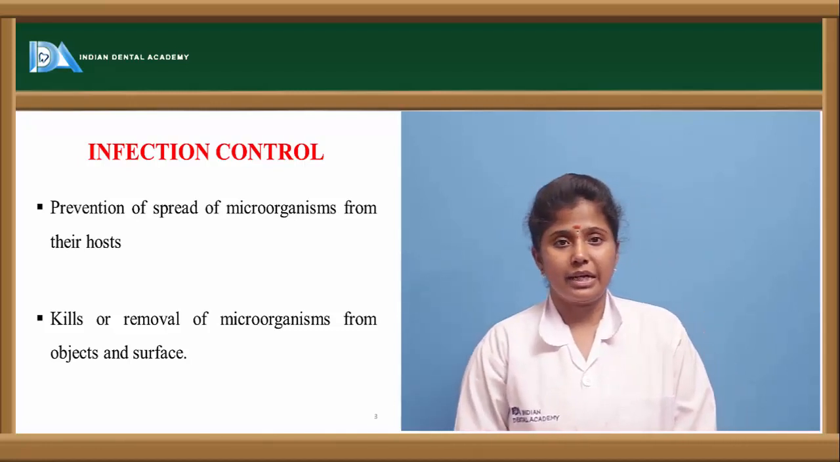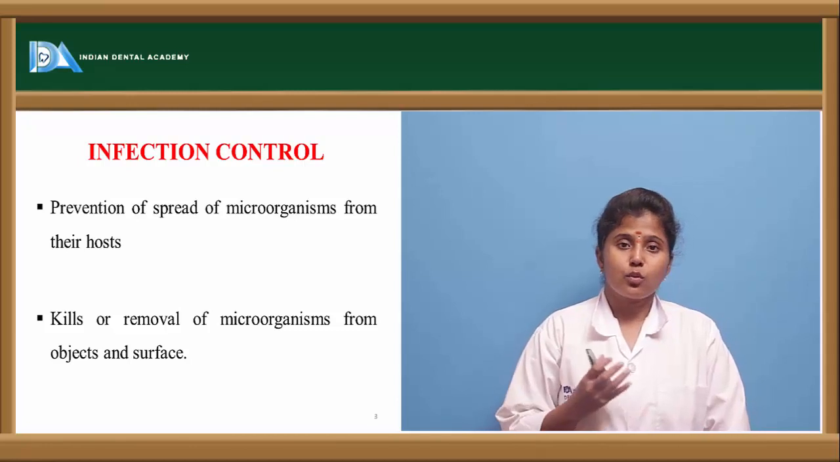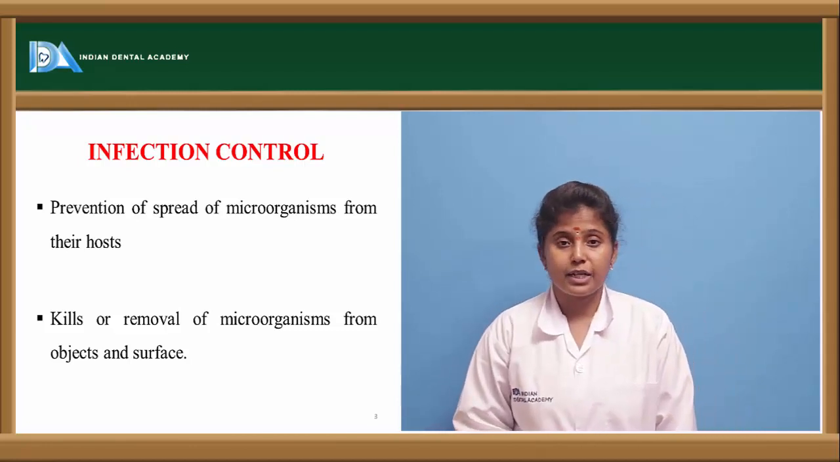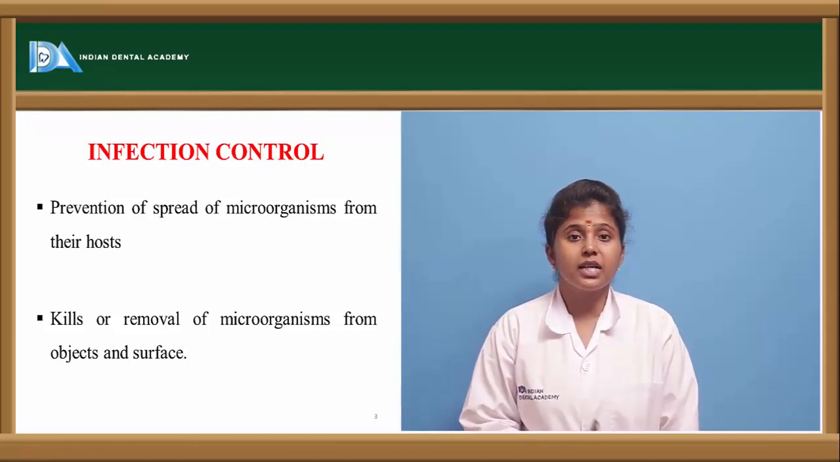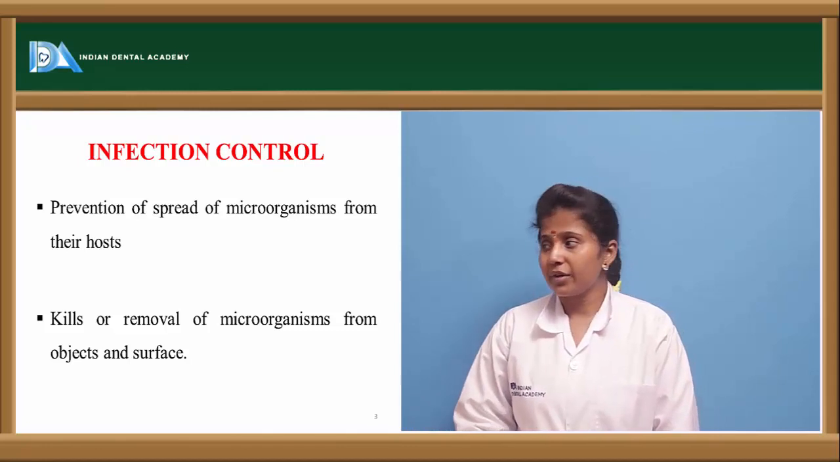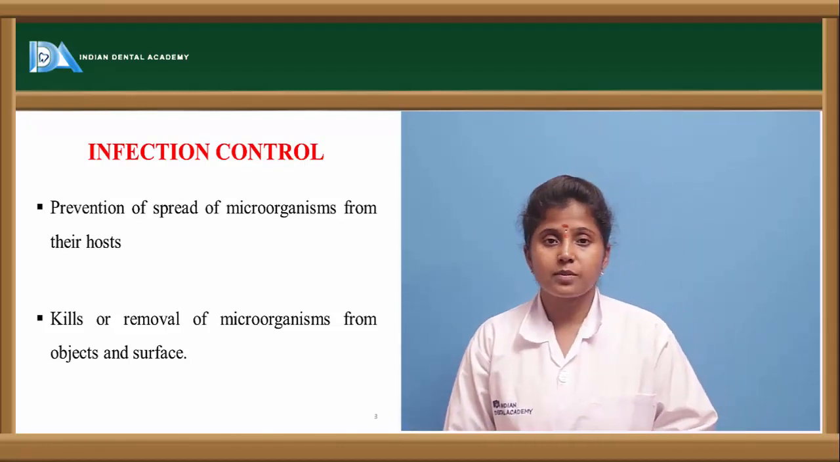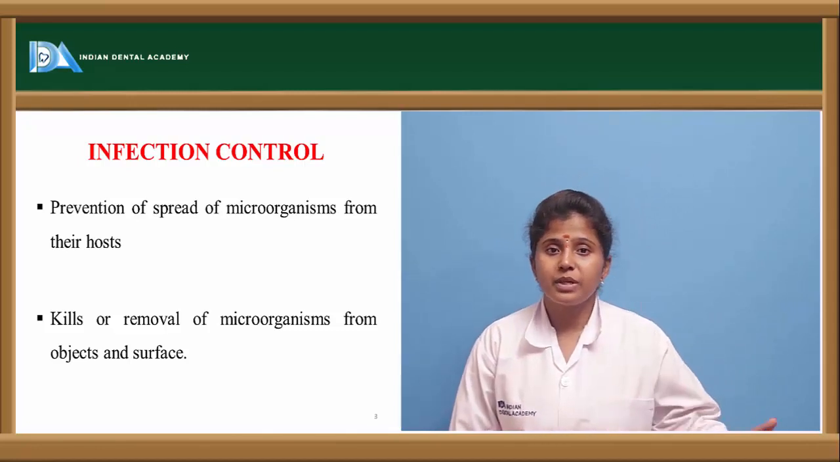How can we control the infection? We need to prevent the spread of the infection. What is infection control exactly? Whatever microorganisms are there, we need to prevent them from spreading more so that the infection can be controlled, and we need to kill or remove the microorganisms, and thereby the infection won't be spreadable.